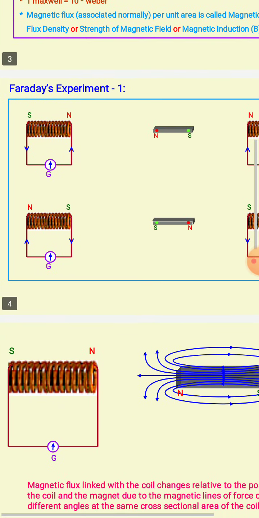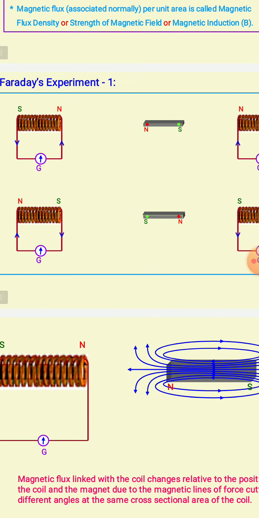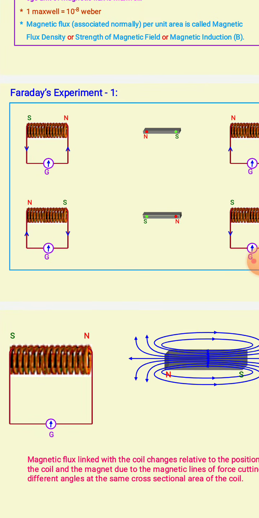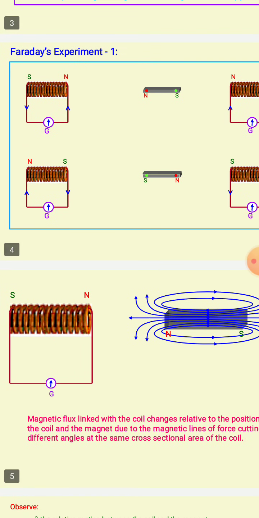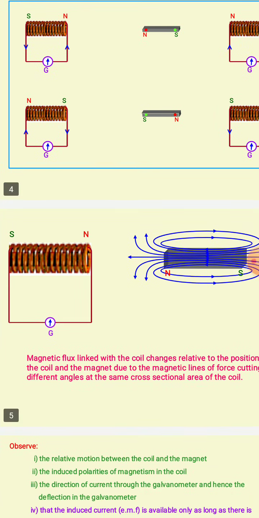So now we will discuss Faraday's experiment number 1. In experiment number 1, if a magnet is brought near a coil connected with a galvanometer, the galvanometer shows deflection. The deflection in the galvanometer is due to the relative motion between the coil and the magnet.